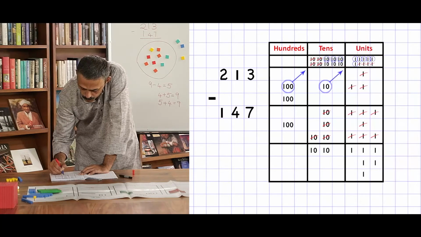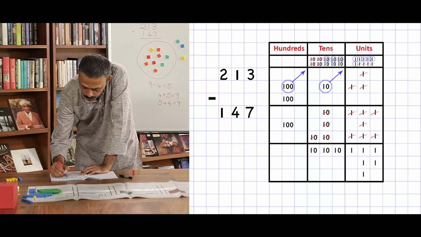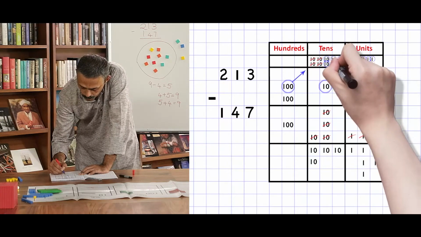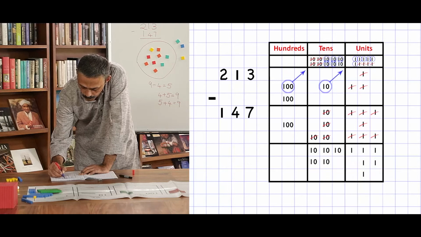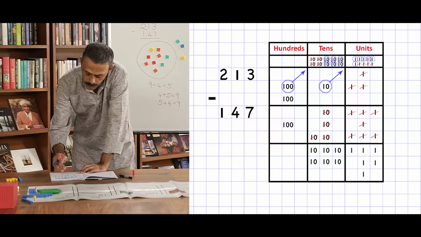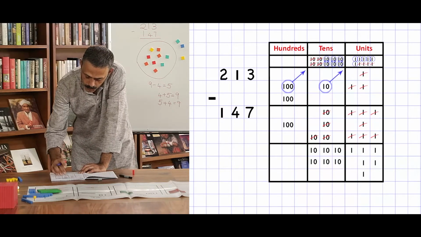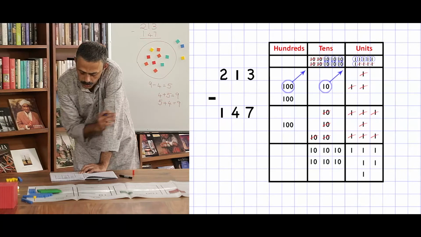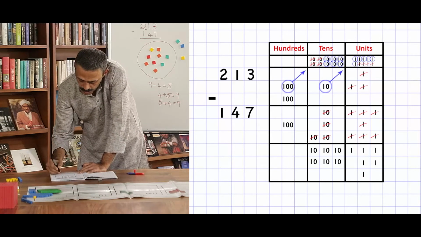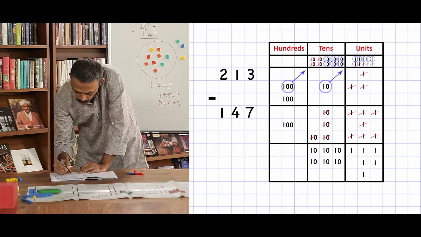What is left is 1 ten, 2 tens, 3 tens, 4 tens, 5 tens, 6 tens. Are all the removed tens gone now? Right. 6 tens are left. I have written 6 here. So what is my answer?